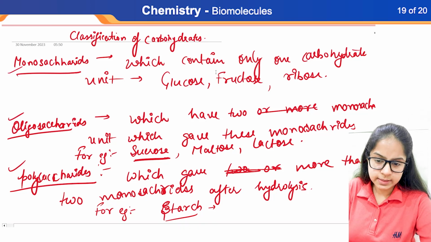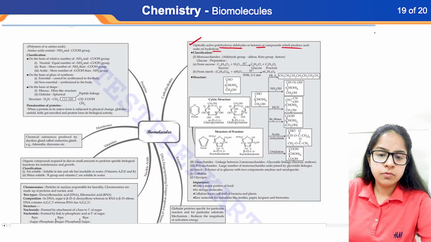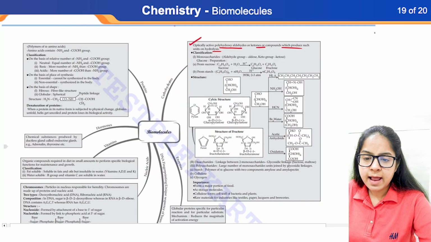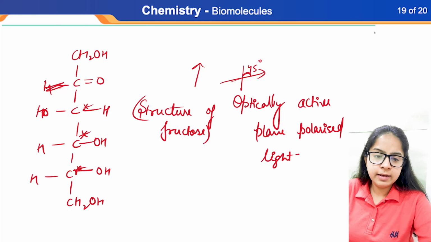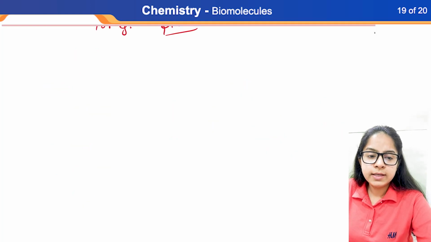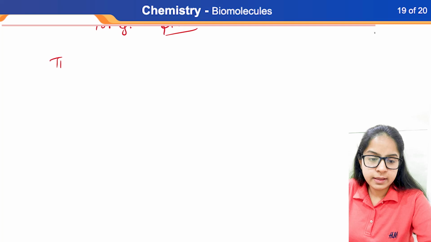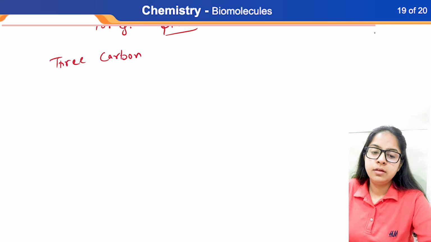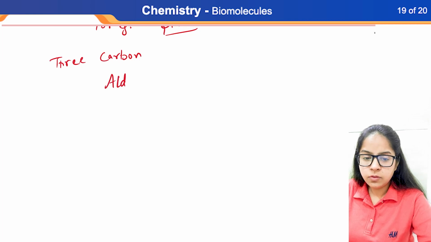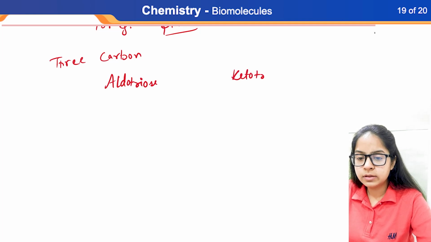Next one is monosaccharides. Monosaccharides can be, for the aldehyde, you need to use the aldose. For the keto group, you need to use the ketose. Now the next one is the glucose preparation. Before that, for monosaccharide, for example, if 3 carbons are there, so for the aldehyde, aldotriose.